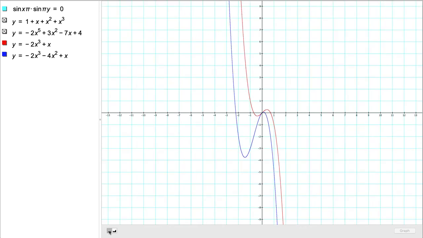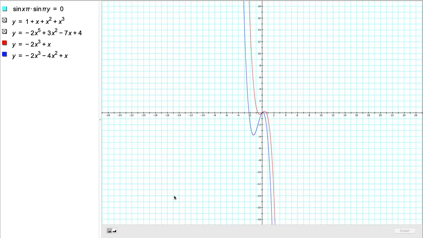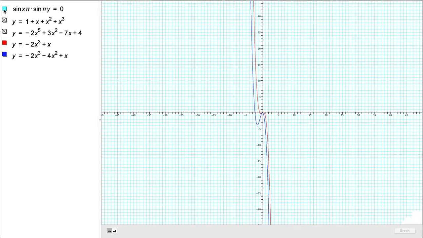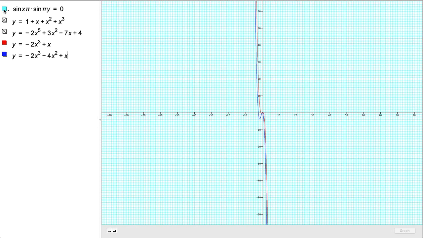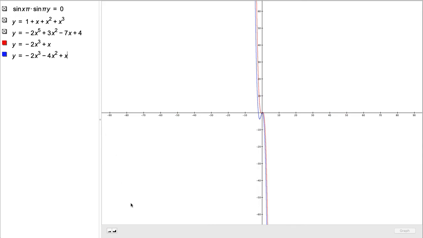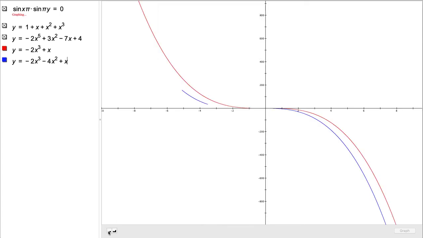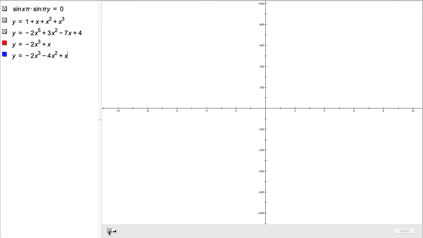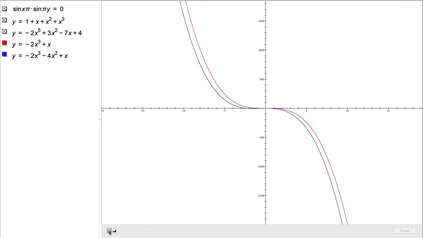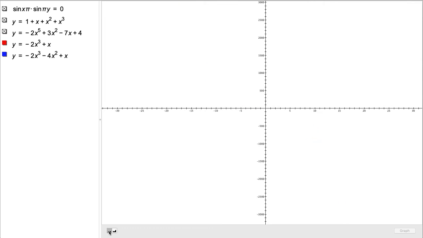But if we zoom out, and it gets hard to see because we've got this grid coming on, I'm going to turn off the grid. And I'm going to actually change the window dimensions a little bit. I'm going to make us go to, let's say, 1,000 and negative 1,000 for the y values. And when we do that, we can start to see that as we zoom out, the graphs look more and more alike, which means that they have the same end behavior.